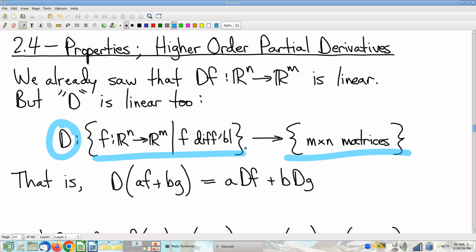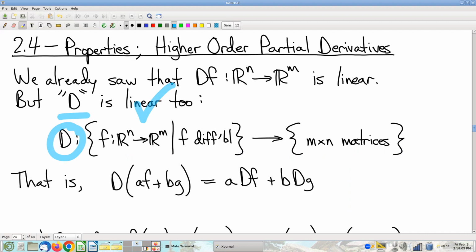Okay, so the assertion that I'm making here is that this D is linear. And I emphasize, I'm not saying Df is linear. Df, of course it's linear. Df is a matrix. All matrices are linear. That's not what we're saying here. We're making a new statement that D, the act of differentiation, is linear. So said differently, when you put a linear combination into the act of differentiation, you get a linear combination out of those individual derivatives. Okay, so differentiation is linear.